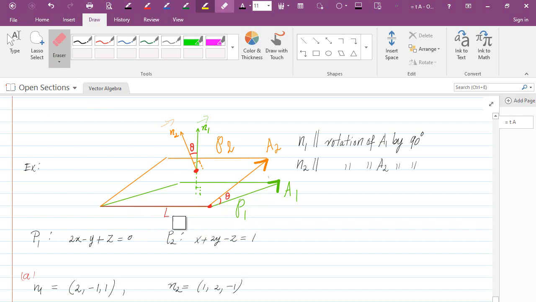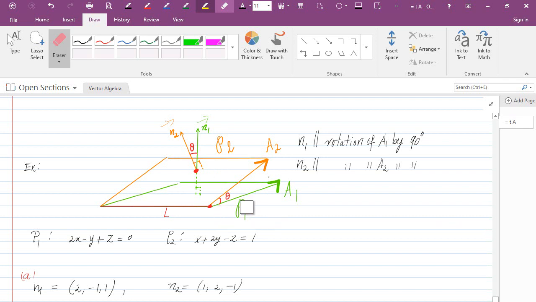So here, capital L is the line of intersection of the two planes, and theta is the angle between the two planes. Here, P1 and P2 are two planes, and theta is the angle between them. Now n1 is a vector perpendicular to the plane P1, n2 is a vector that's perpendicular to the plane P2. Now, I claim that the angle between the two planes, theta, is the same as the angle between the vectors n1 and n2. Here is why that's true.